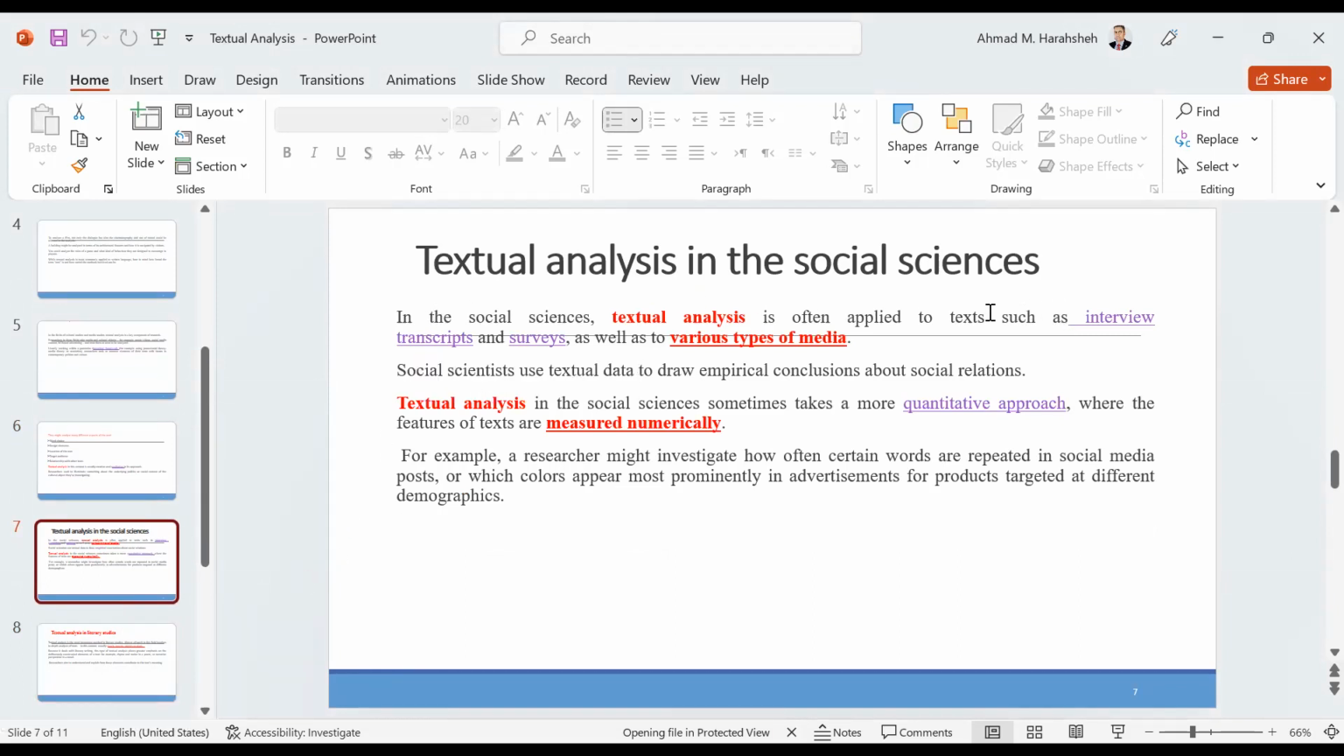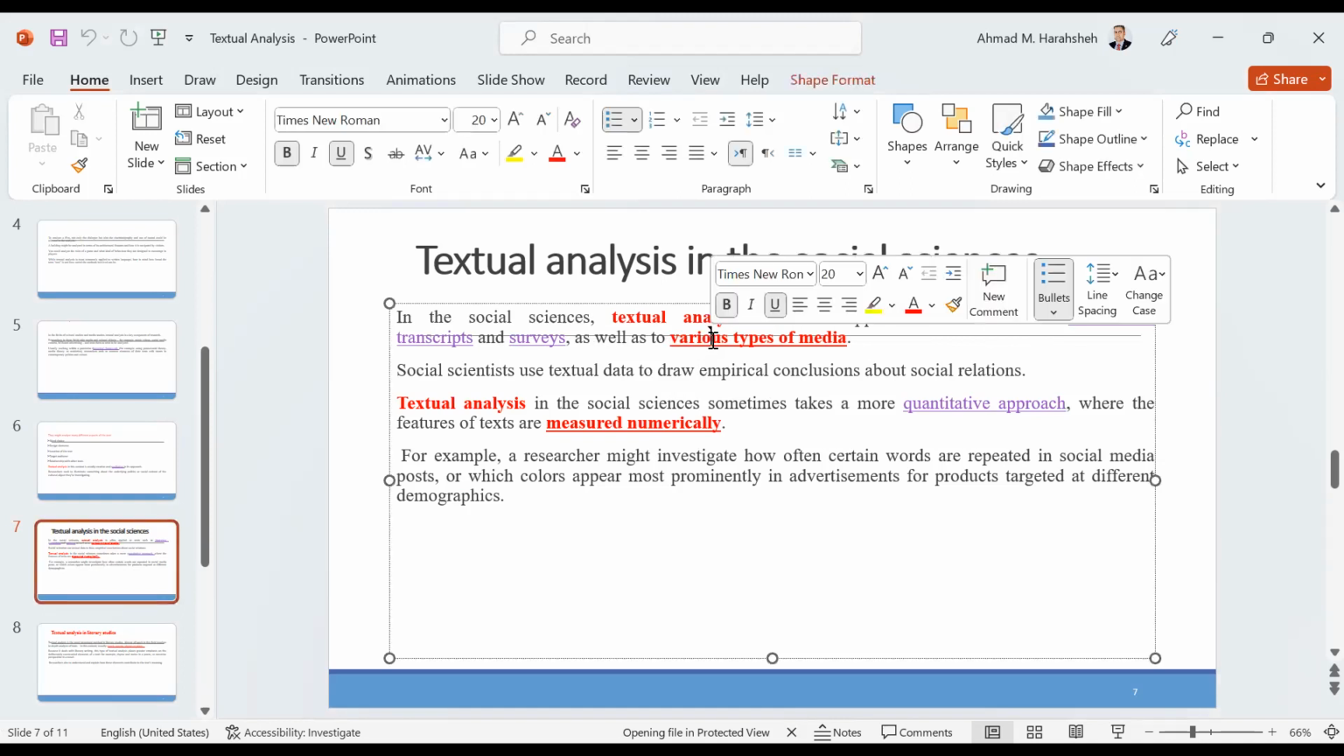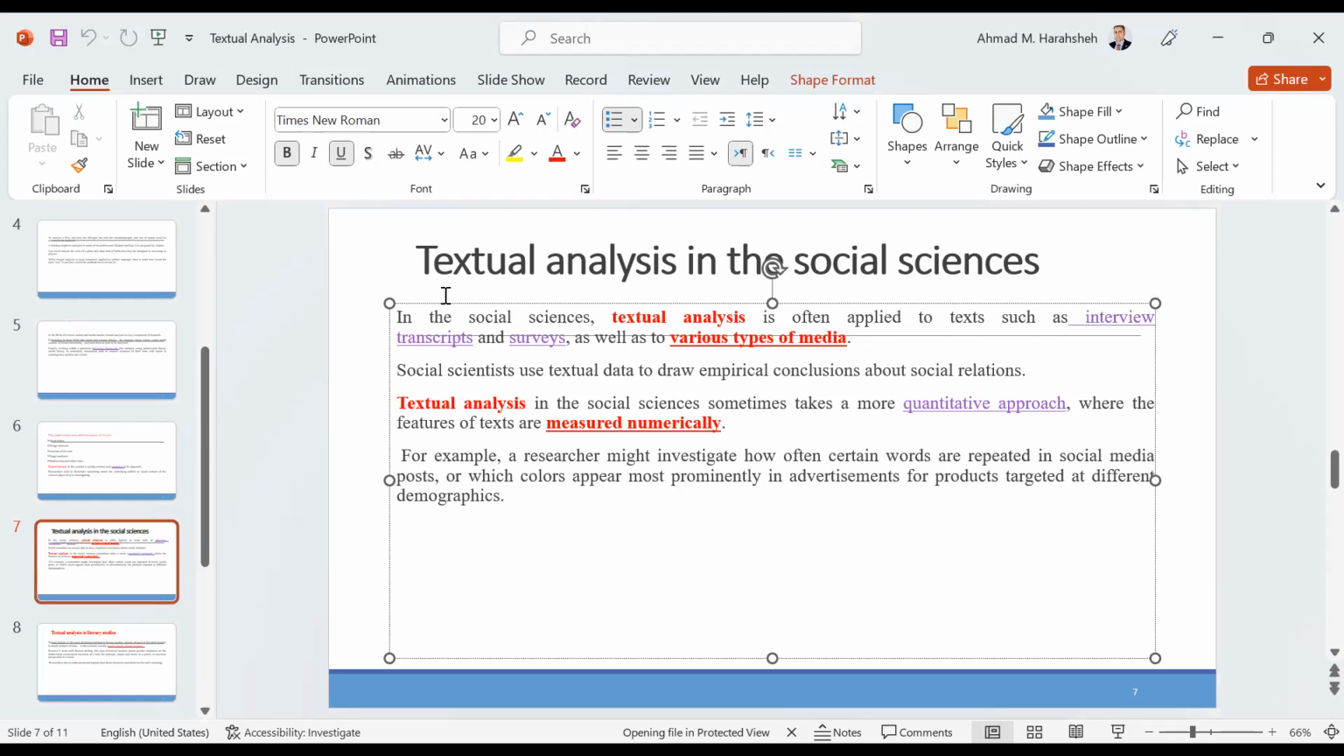Textual analysis in the social sciences مثلا. In the social sciences textual analysis is often applied to texts such as interview transcripts, surveys للي بدهم يعملوا interviews وبيعملوا surveys بإمكانهم يستخدموا textual analysis as well as various types of media. برضو اللي بده يدرس الميديا، اللي بده يدرس على الإعلانات الموجودة على السوشيال ميديا in general, you can rely on textual analysis. You can use it as a theoretical framework or as a method for analyzing your data.